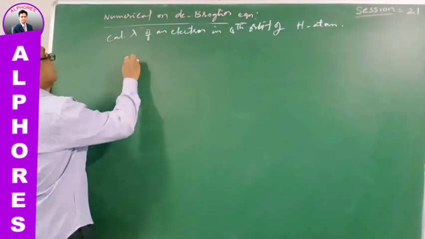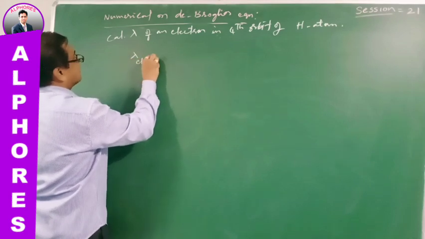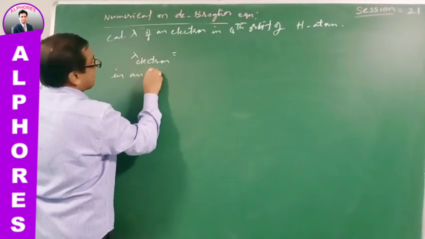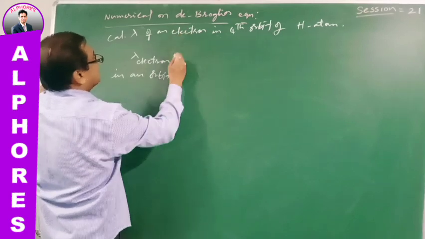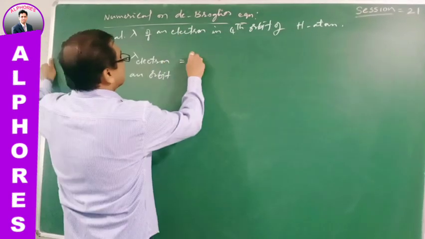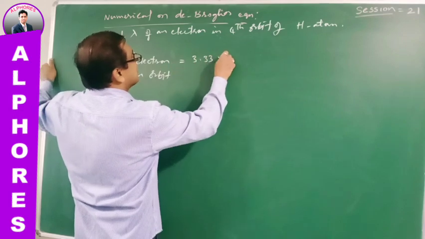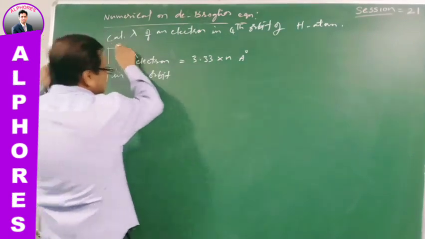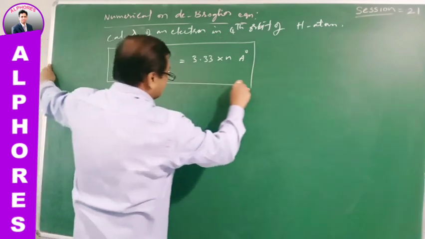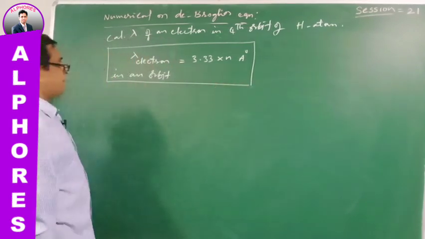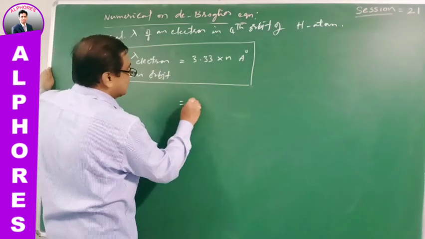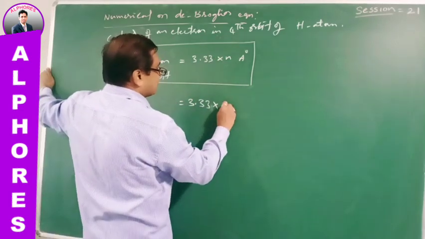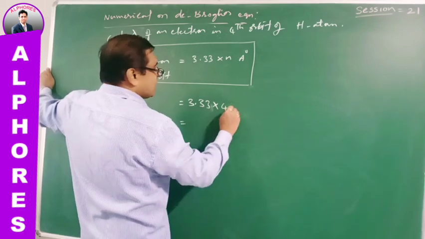So what is the shortcut? De Broglie's wavelength of an electron in an orbit is equal to 3.33 into n angstrom units. That is the logical approach to calculate the de Broglie's wavelength of the electron in the nth orbit. Now the problem: that is equal to 3.33 into 4, since n is the fourth orbit, in angstrom units.